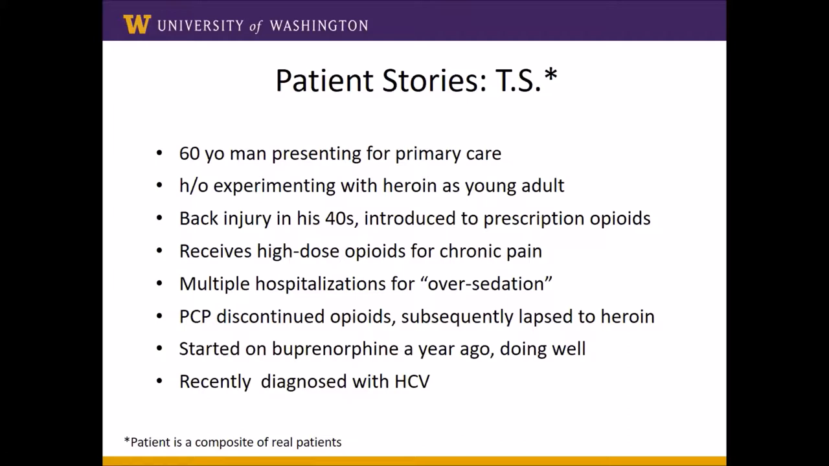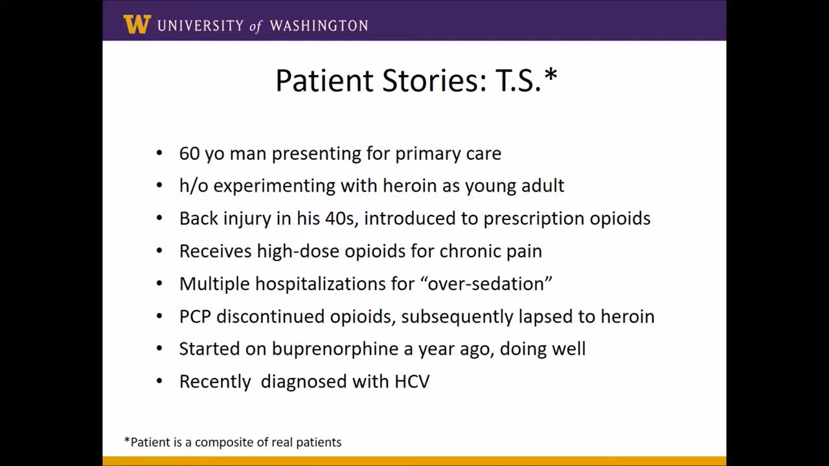He has a history of experimenting with heroin as a young adult. He had a back injury in his 40s and was thereby introduced to prescription opioids. Subsequently, he received high-dose opioids for chronic pain, and he had multiple hospitalizations for, quote, oversedation, which I think we can now call overdose. His primary care provider discontinued his opioids, and he subsequently lapsed to heroin use. But he started on buprenorphine a year ago and has been doing well, and he's been recently diagnosed with hepatitis C.